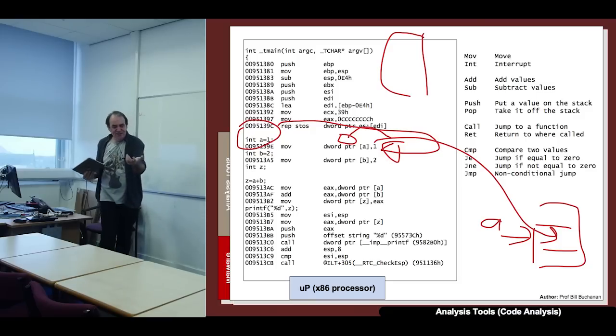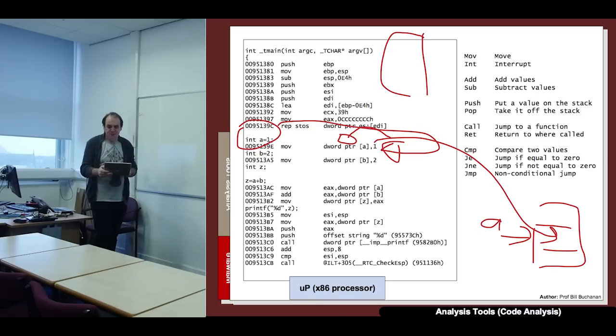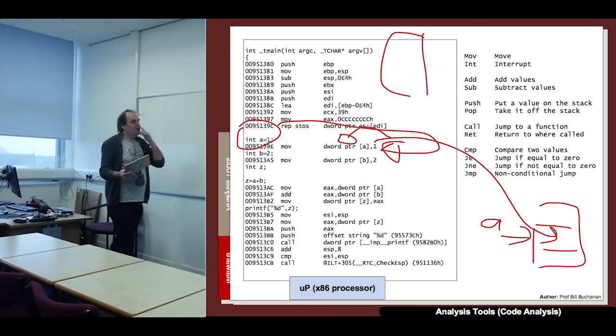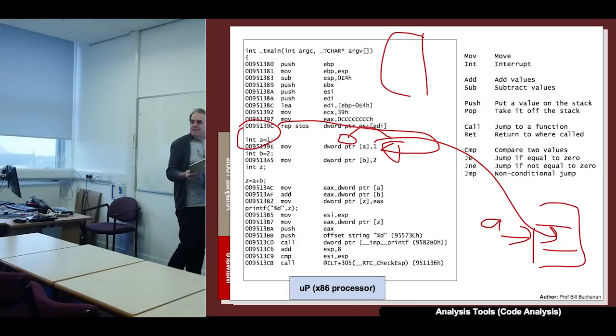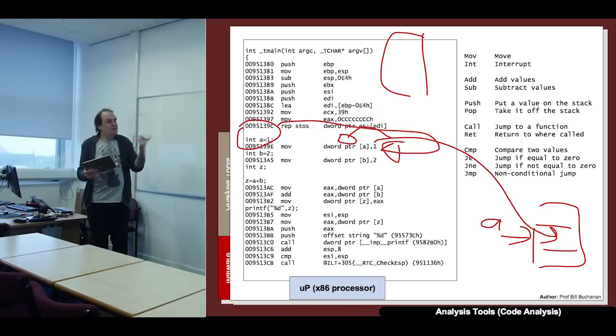It's like when you have the coins and you push the coins in and you take the coins back off again. That's what push and pop do. It calls a function and returns back from it. From there, we can compare.